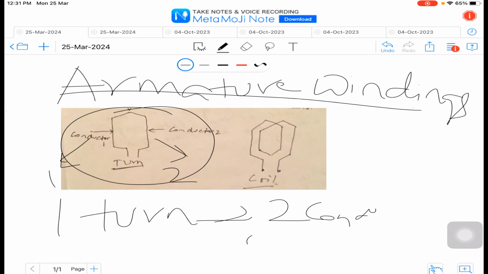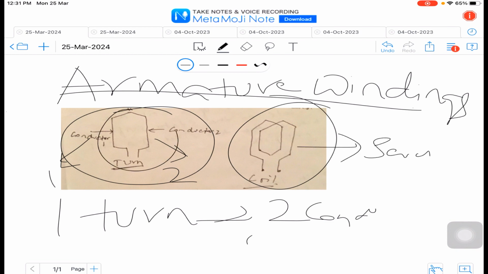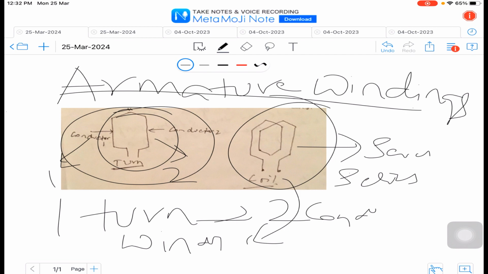So what is a coil? One coil has several turns in series. Here we have several turns connected in series. Then what is a winding? A winding is nothing but several coils which are connected in series. So one turn is two conductors, one coil is several turns in series, and a winding is nothing but several coils connected in series.